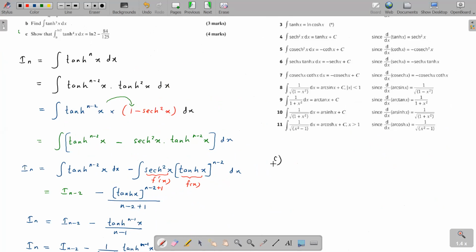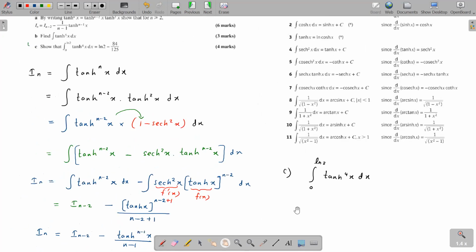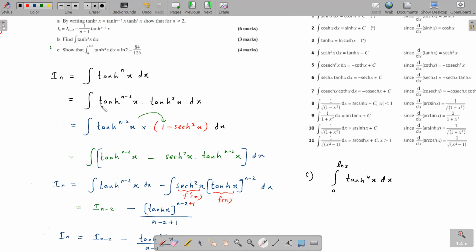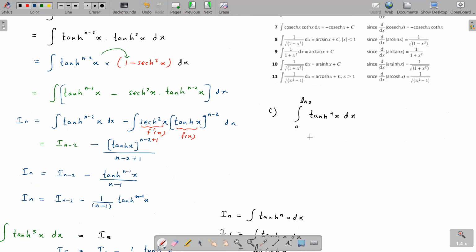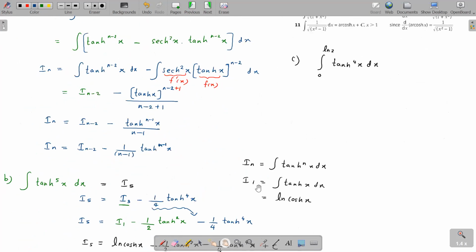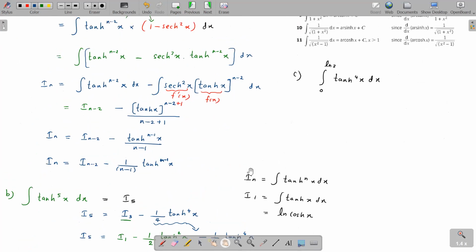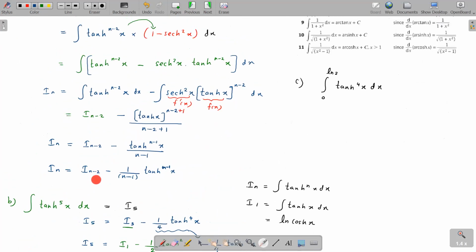I'll do it over here. The integration of tan x to the power 4 from 0 to ln2. So basically, tan x to the power 4 means what? What are we finding now? Tan x to the power 4 means we are working with I4. So let's work with I4. We didn't find I4 in the previous part, did we? No, right? We were going with I5, and since it's n minus 2 reduction powers, we went from I5 to I3 to I1.